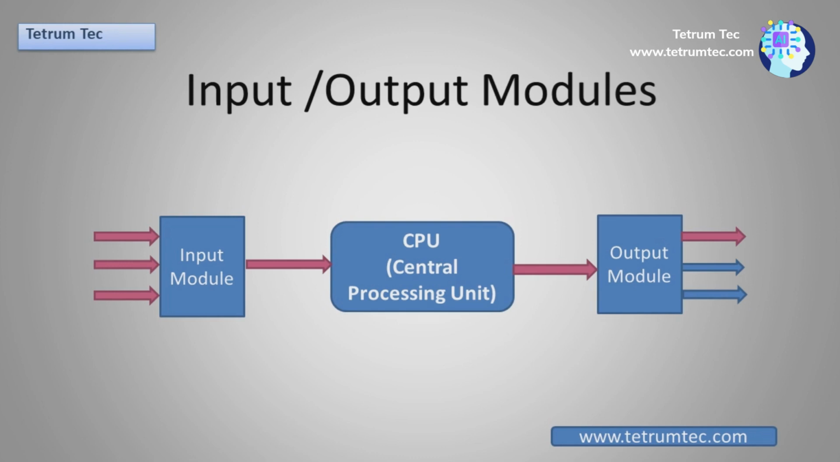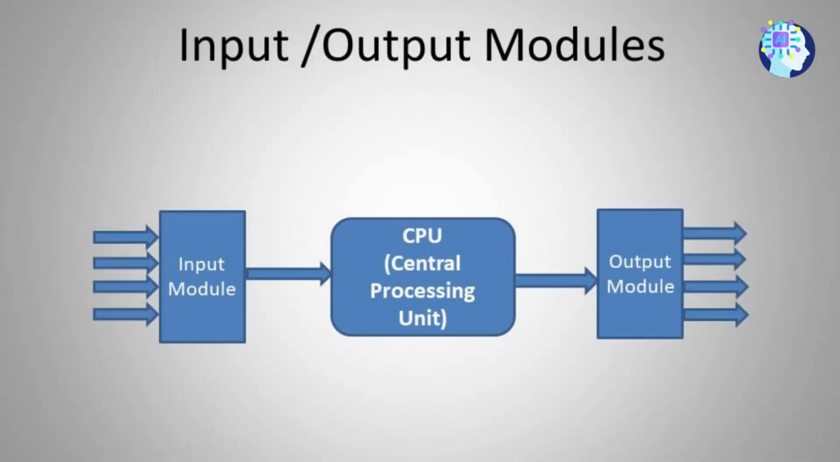Open-loop PLC systems are commonly used in applications where precise control of the output is not critical or where the process dynamics are well understood and predictable. Examples include simple on-off control, sequential control, batch processes, and other applications where feedback control is not required or practical.